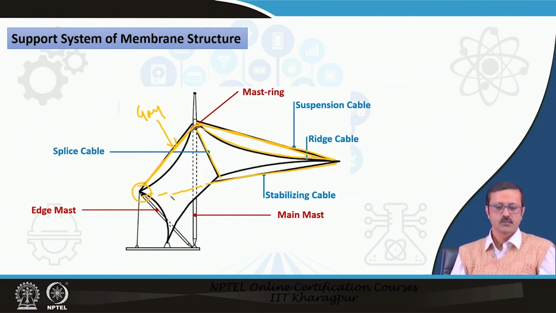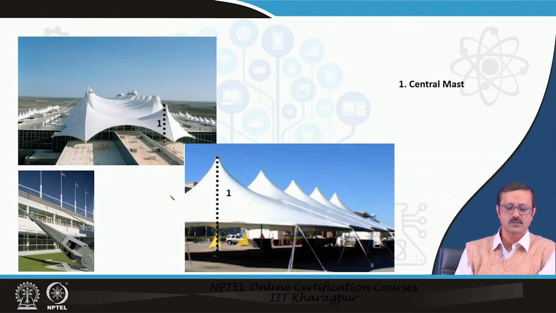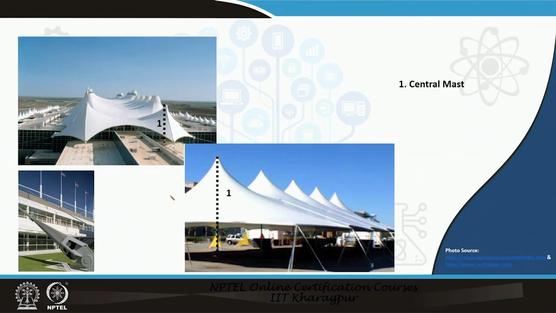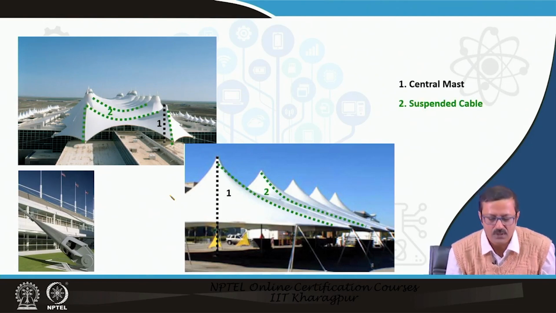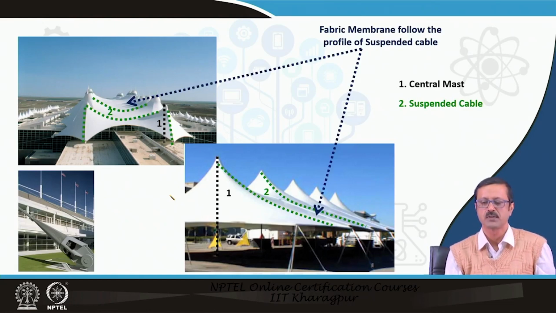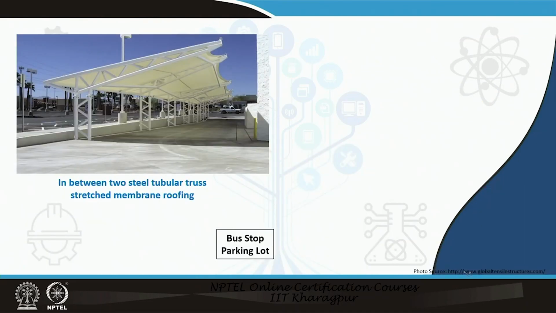There are some photographs I have taken from the internet of different buildings which are membrane structures. This one marked 1 is the central mast, then there are the suspension cables which connect the mast to the end, and then the fabric membrane follows the suspension cable structure. There are some small examples I also took from the internet. The sources are given in the right hand side below.